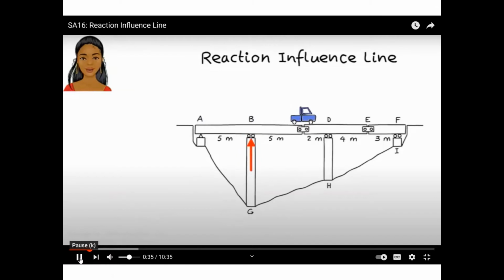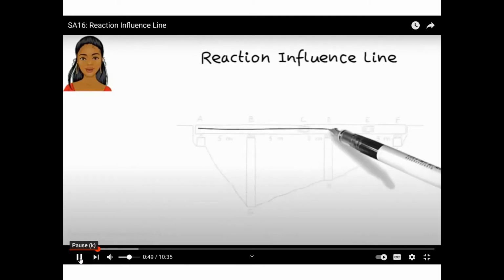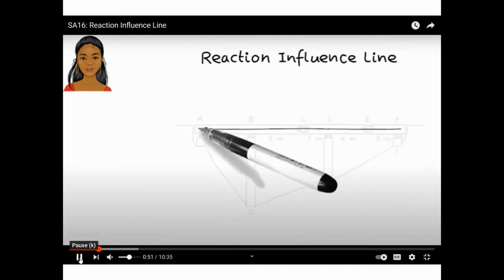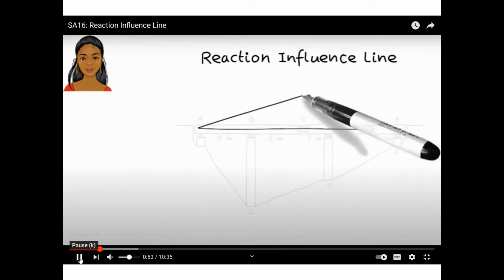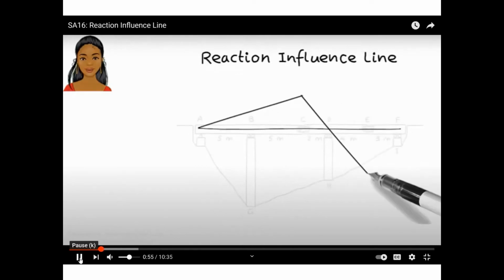We can determine this maximum force with rather ease by drawing what is known as an influence line. An influence line is a diagram. It shows how a specific force in the structure changes due to a unit moving load. Here is the influence line for reaction at B. Wow, this diagram is called the influence line for reaction at B.